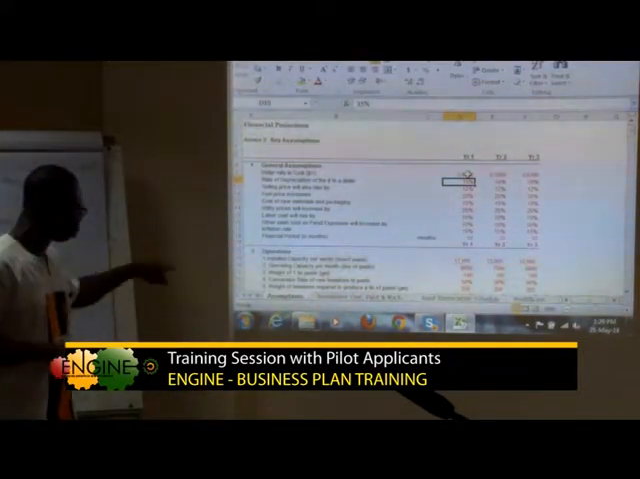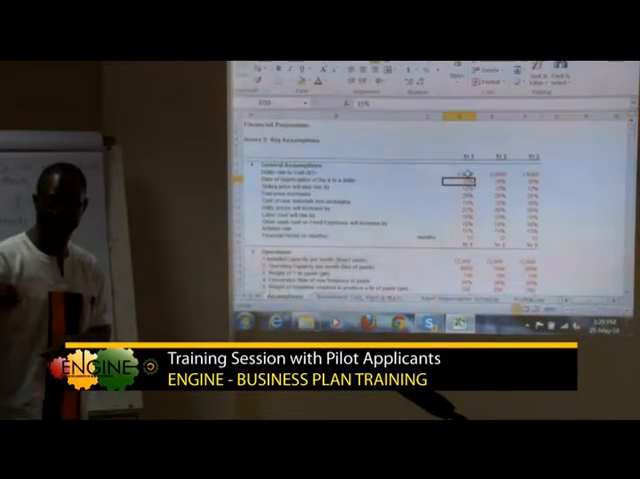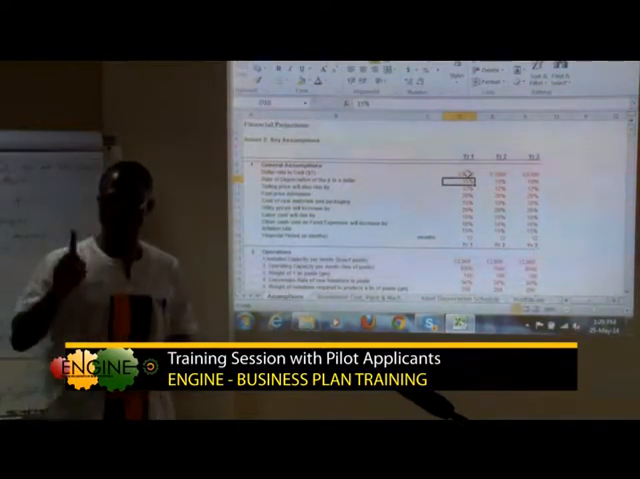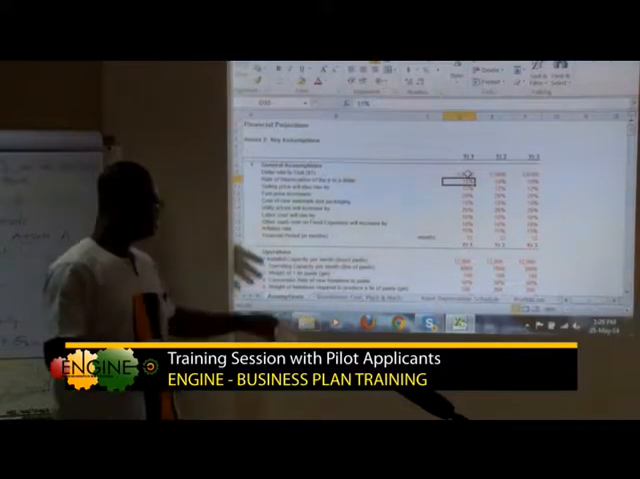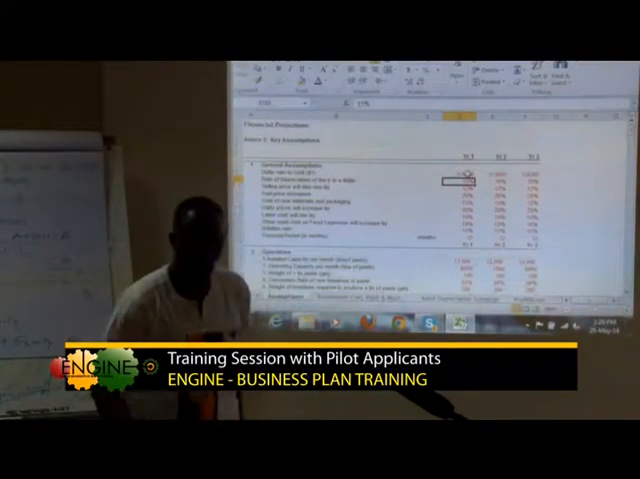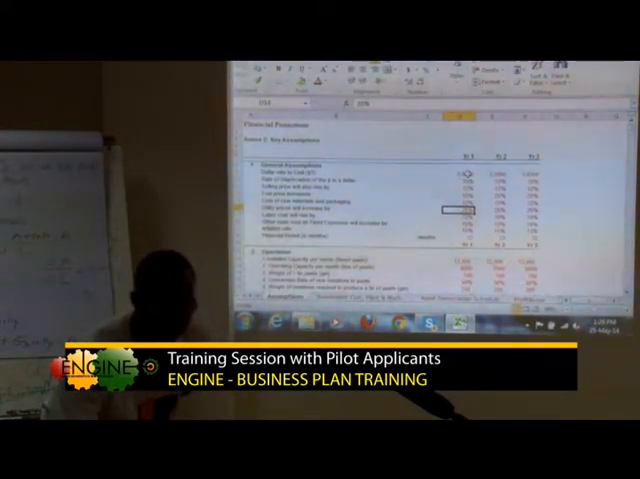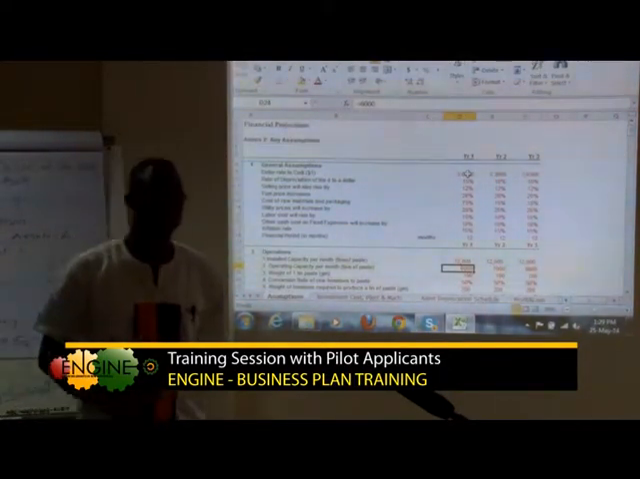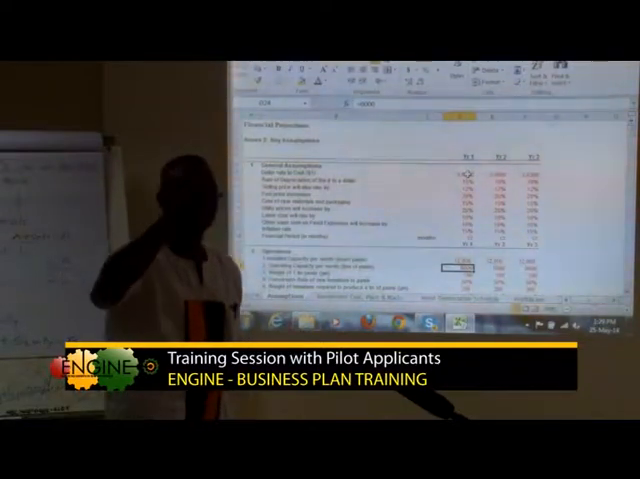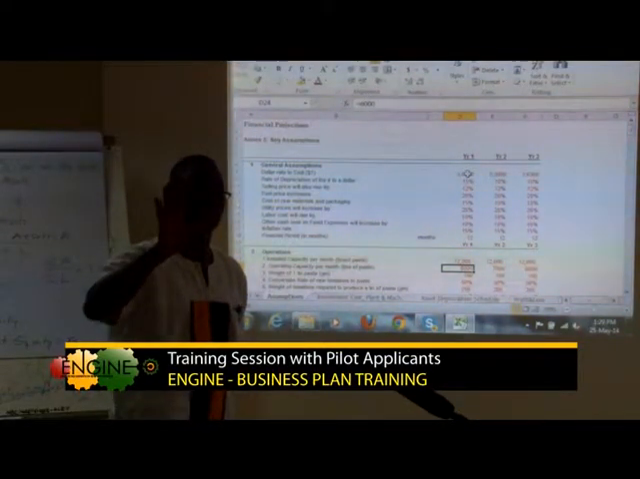Then there was another one, that operating capacity or capacity utilization. For the first year, your maximum was what? 6,000. And then we have that 6,000 over there, down there. The sale is 6,000 for the first year.